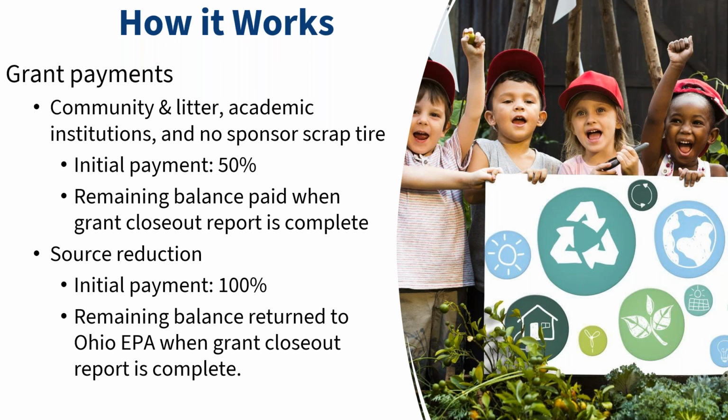If you are an Ohio business that received a market development or scrap tire award, which required a government sponsor, you will receive 100% of the payment once the project is complete. The grant payment will be forwarded to the government sponsor at the completion of the grant. Once EPA has received the electronic grant closeout report and a final compliance check is complete, the payment will be sent to the sponsor. This system kind of works a lot like a rebate.